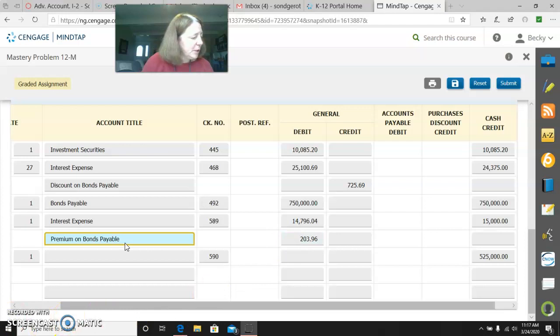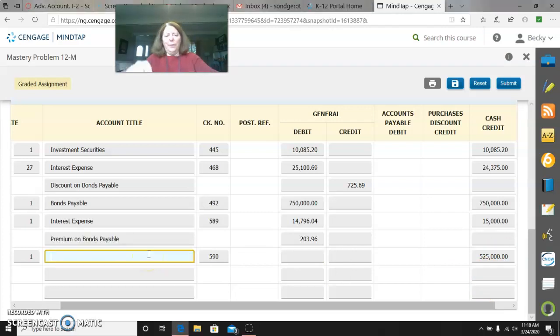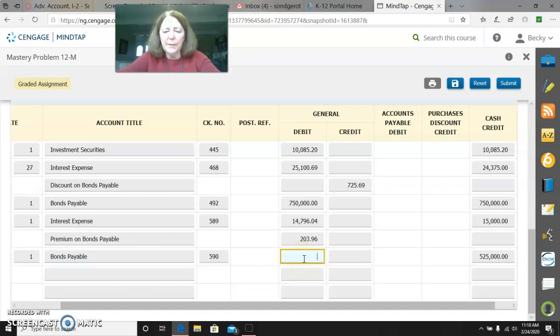The next transaction on July the 1st is probably the more difficult one that you have to do. It says we redeemed the bond issue with a call option of 105%. The call option says that I paid 105% of face value, so 1.05 times 500,000, and that's how I get the cash credit of 525,000. The next thing that I know is that because I've called the bonds, I need to take the bonds off of my records, and that means that I need to debit bonds payable for the face amount as always.